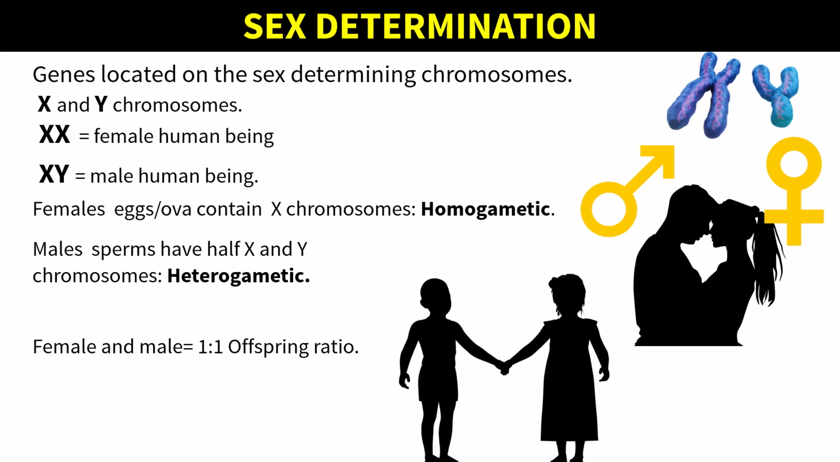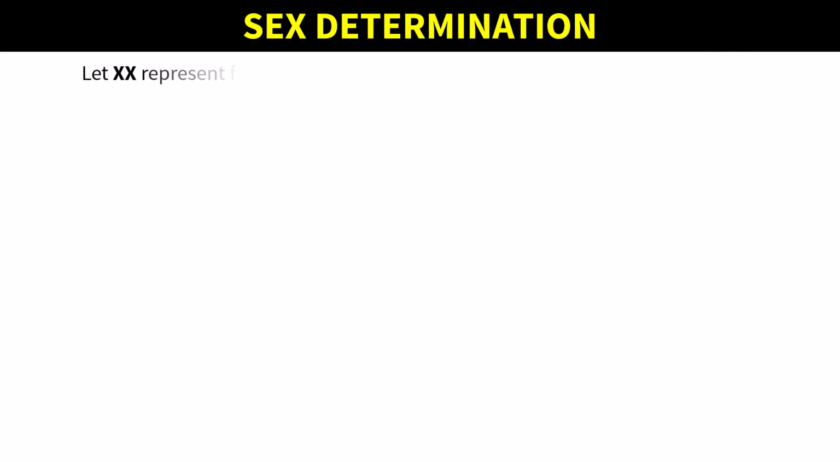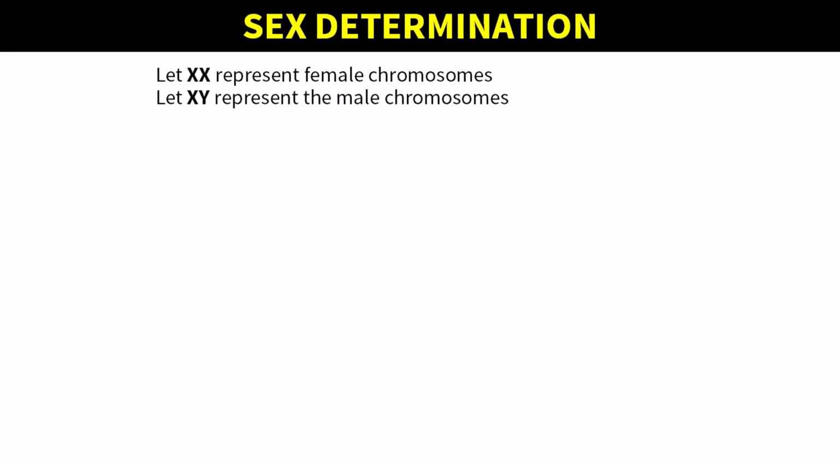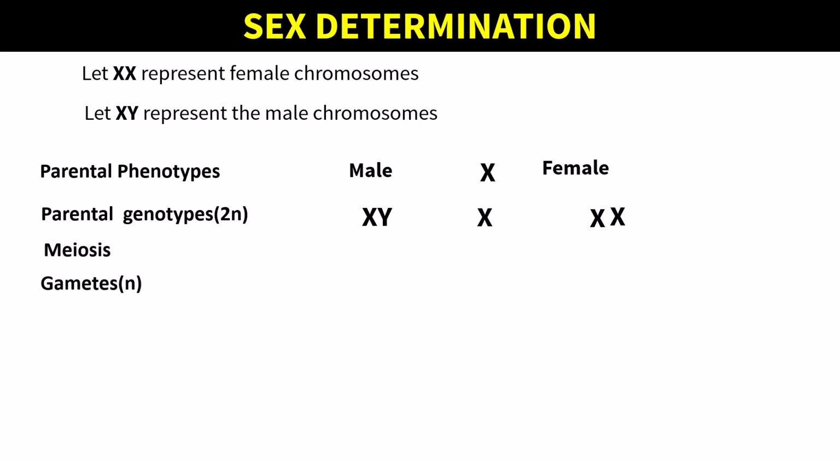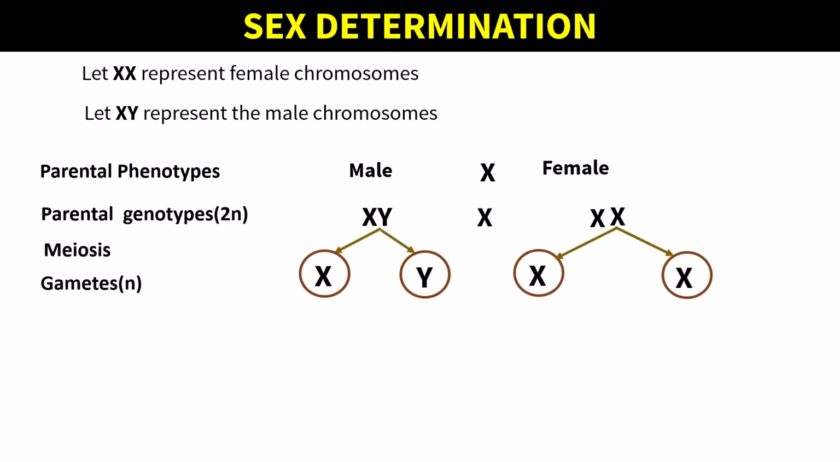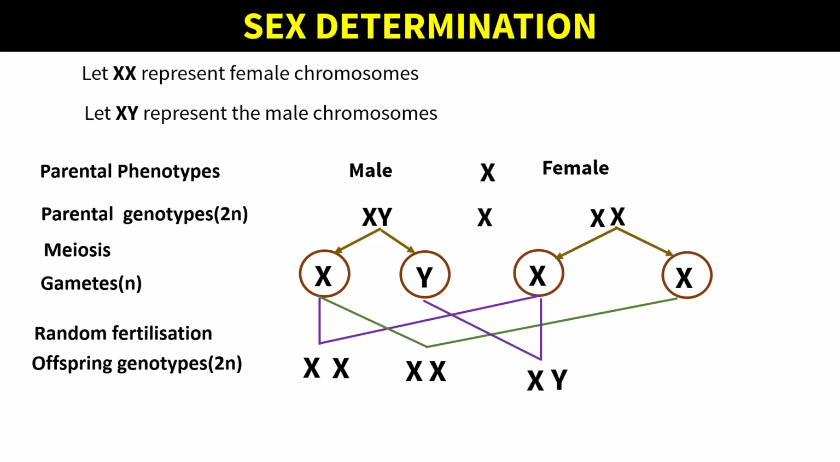Let double X represent female chromosomes. Let XY represent the male chromosomes. Parental phenotypes, male with a female. Parental genotypes, XY with XX. Meiosis leads to the formation of gametes, where chromosomes separate. Random fertilization to get the offspring genotypes. The offspring phenotypes are 2 daughters and 2 sons.